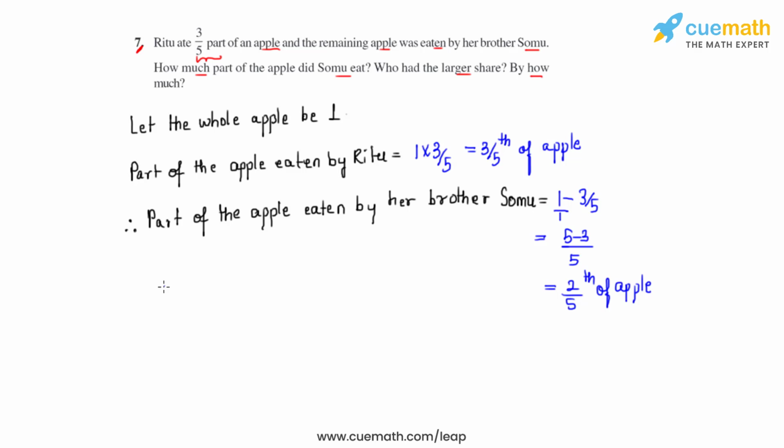So what we have to do now is to compare 3/5 and 2/5. As we clearly know that 3 is greater than 2, we can say that 3/5 is greater than 2/5. So we can say that Ritu had the largest share. And by how much? We can clearly say that by 1/5. Because if we do the subtraction of 3/5 and 2/5, that will be 1/5. So this is how we solve this problem.